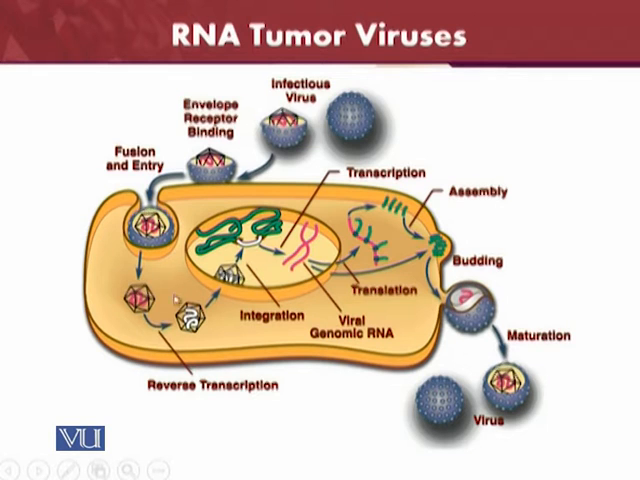The coat remains outside. Here is the RNA, which is converted after replication and integrated inside, and then viral genomic RNA, translation and transcription occur, and then they come together for assembly. After assembly, the virus comes out and matures outside, and then the virus is again capable of causing disease inside the cell. In this way it causes disease. So after the disease, how is the cell converted into cancerous cells?